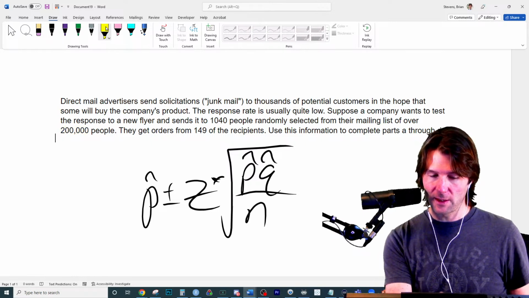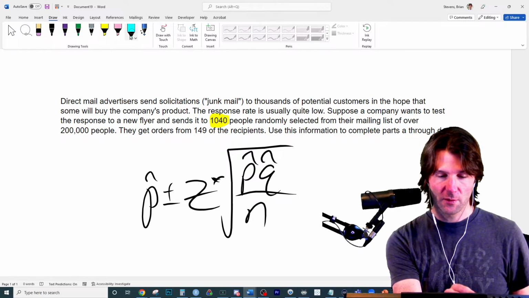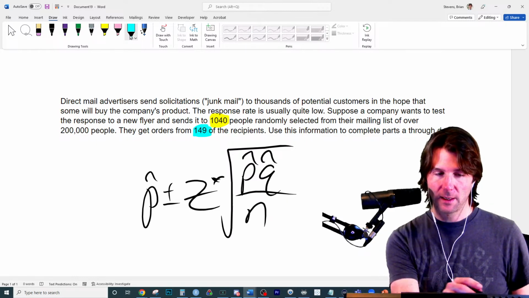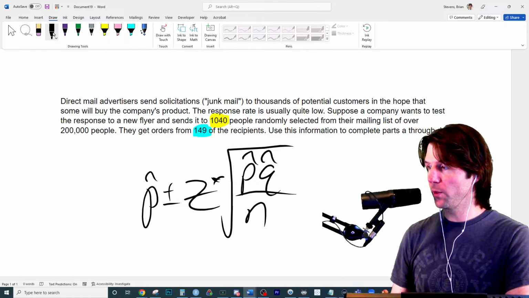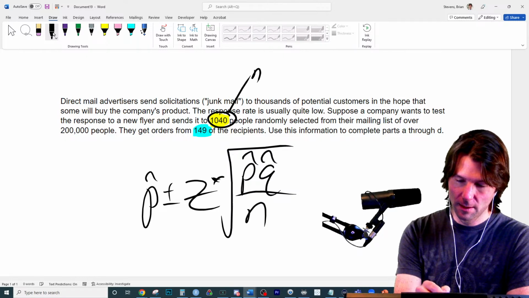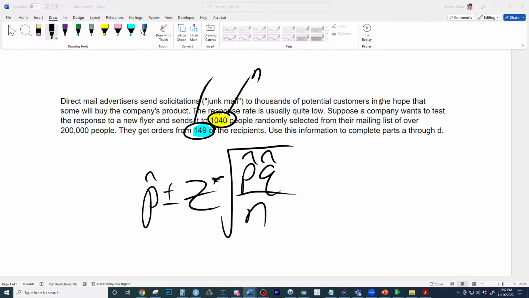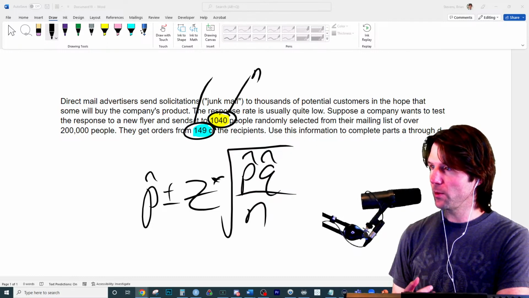They send flyers to 10,040 people. They get orders back from 1,049. Now, you have to be careful. 149, not 1,049. This is N. The 149 is what? Be very careful. The 149 is what? Not quite. And so p hat, good answer, Shaq. P hat will always be a what? Because p hat is a proportion. P hat is probably going to be between what and what?